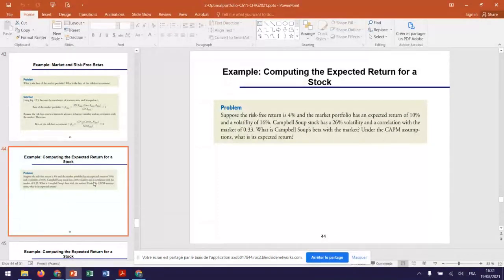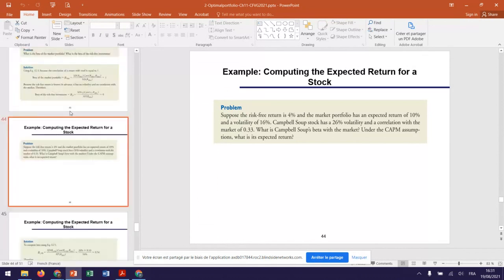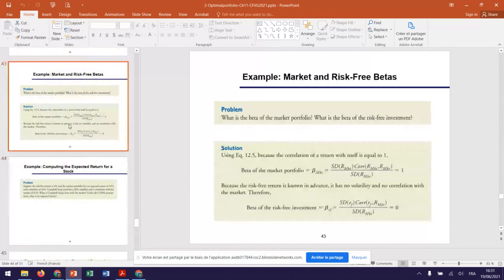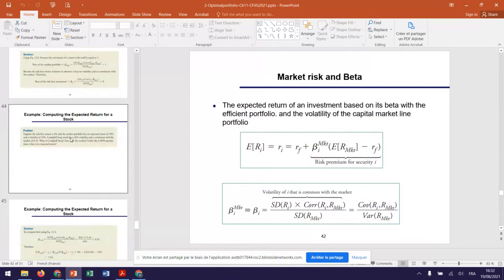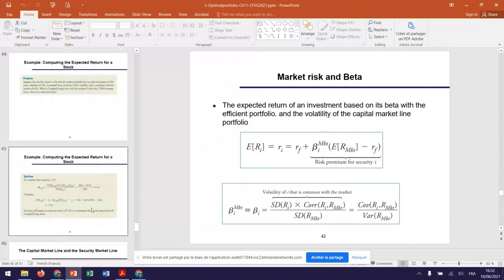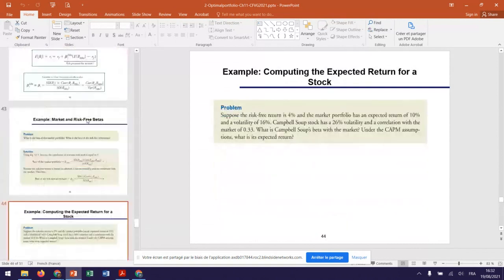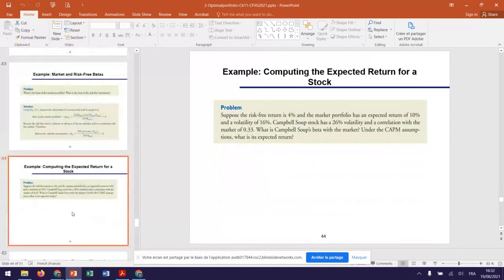What is the Campbell Soup's beta with the market? Under the CAPM assumption, what is the expected return? This is very simple. As long as you know the formula of the beta, you should be able to calculate it. Before I apply the formula, would you mind helping me write what you have read here?